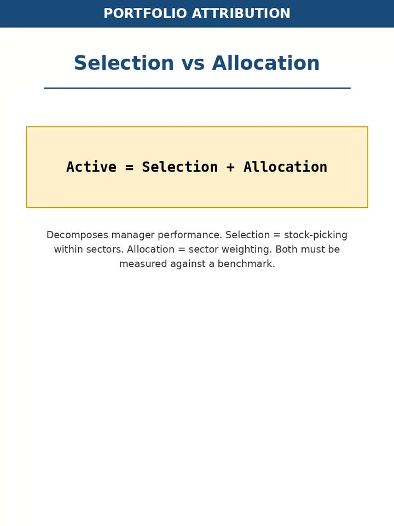Performance attribution. Active return equals selection plus allocation. Selection is your stock picking within each sector. Allocation is how you weighted the sectors themselves. Both are measured against a benchmark. A good manager has positive selection and positive allocation. A weak manager might pick good assets, but still underperform if their sector mix is wrong.